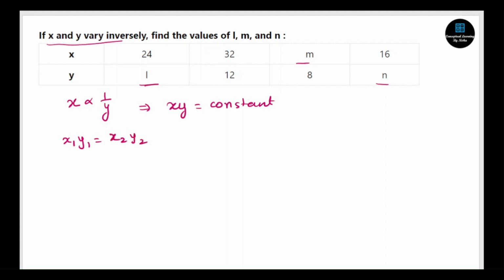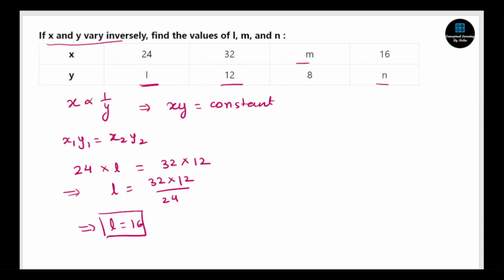Now here I want to find L and these are given values. So what I write, 24 times L equals 32 times 12. Now as I want to find L, I'll write this as 32 times 12 over 24. I can simplify by cancelling 12 and 2, right? And then I'll get L equals 16, right? So this is my first answer.